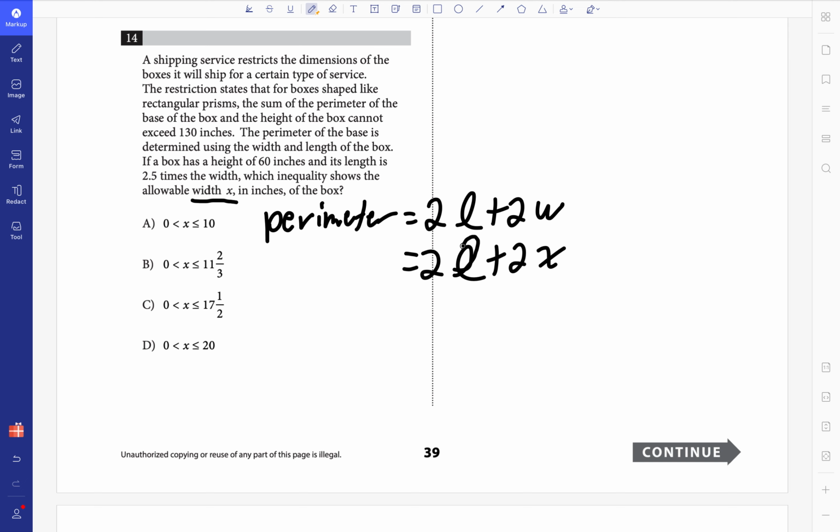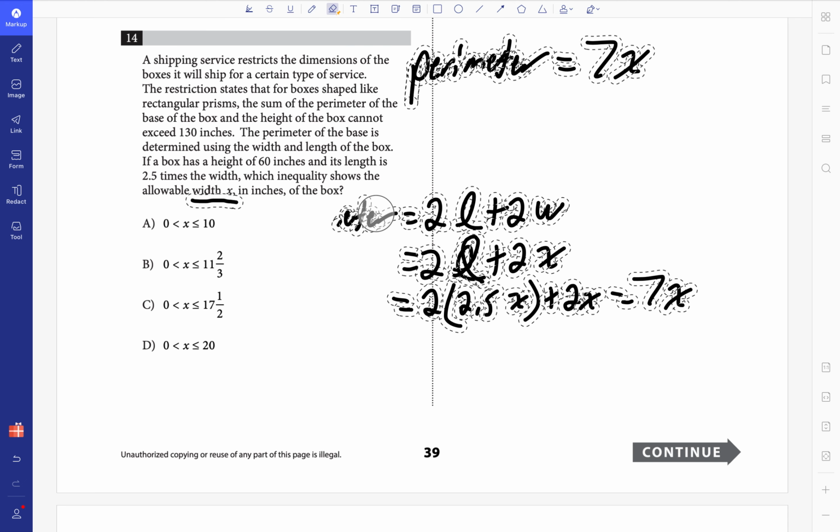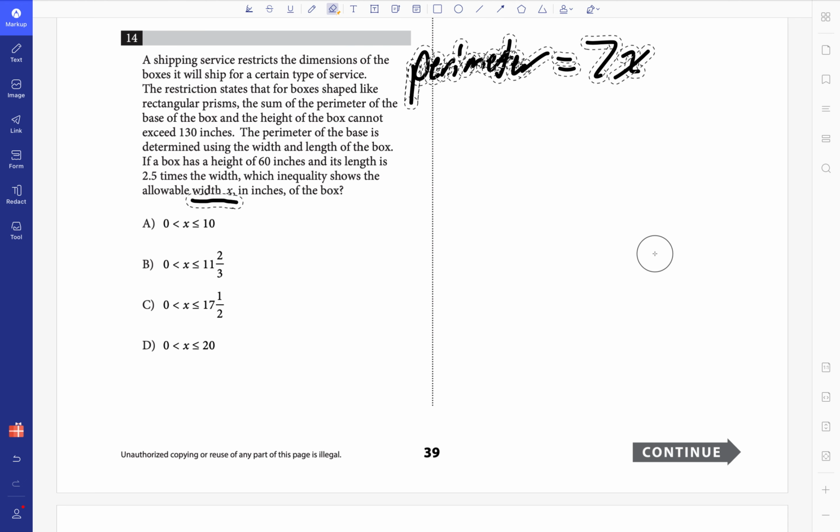Whoa, this is such a butchered L. We know that the length is 2.5 times the width. So this is 2 times 2.5x plus 2x, which equals 2 times 2.5x, 5x, plus 2x, 7x. Okay, so the perimeter of the box equals 7x, and we know that x is the width. Okay, now that we got that out of the way, let's keep on going.